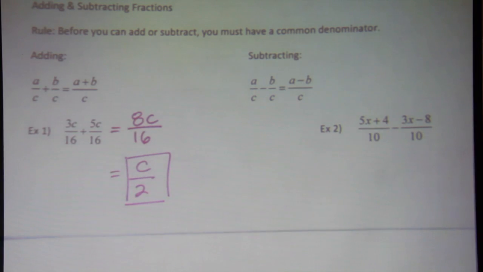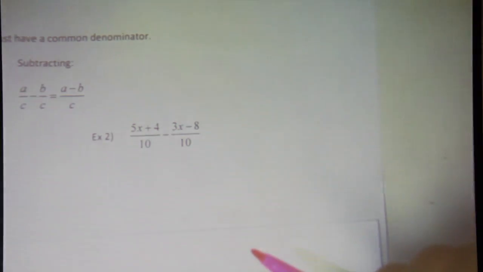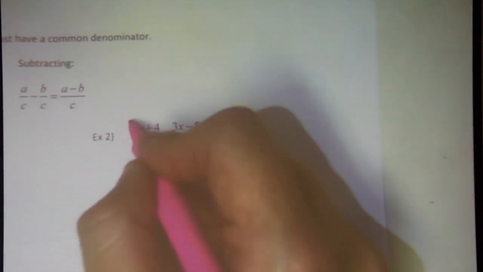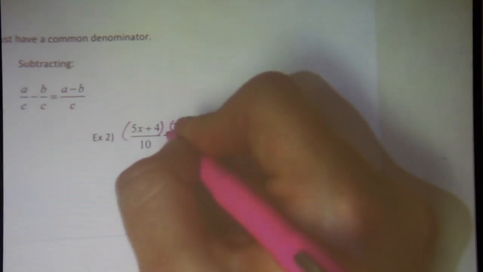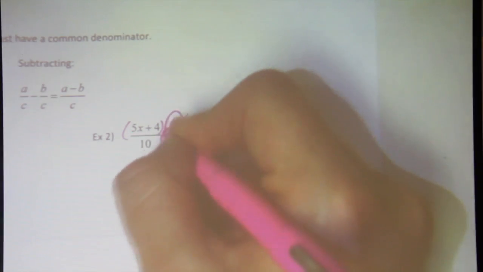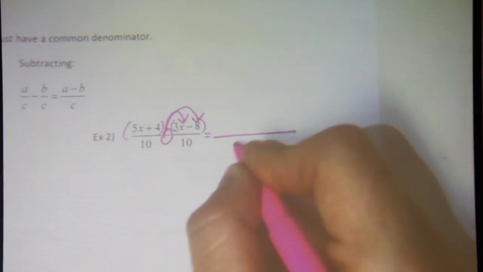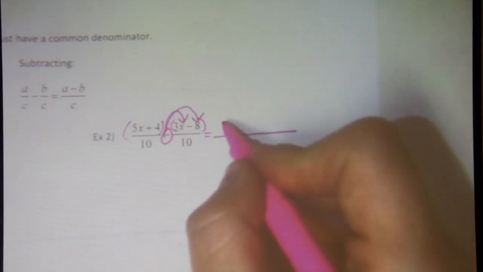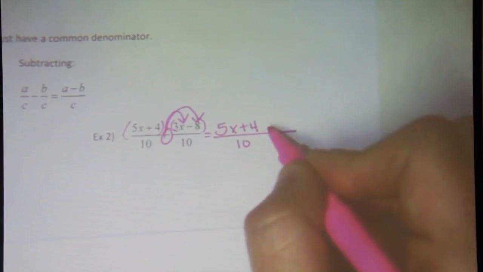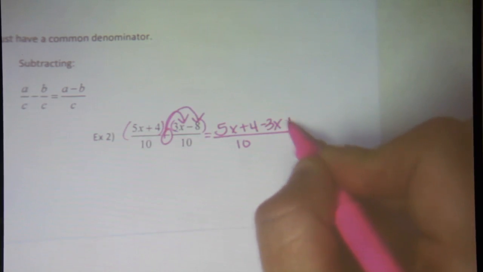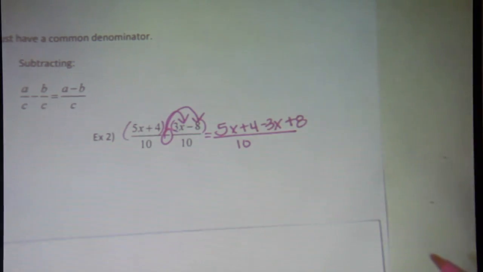Easy enough. Okay. Example 2 has a little bit more going on with it. First of all, these tops have more than one term. Okay, they're bigger than a monomial, which means I need to group them. The reason that we're going to do that is this negative sign is going to need to get distributed to each of those pieces. So I have a common denominator. I'm going to keep it. So I have 5x plus 4, and then when I distribute the negative, it becomes negative 3x plus 8.